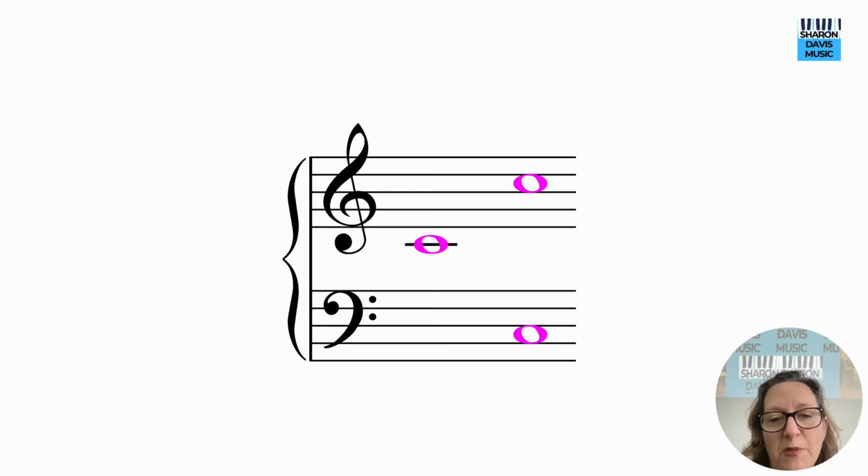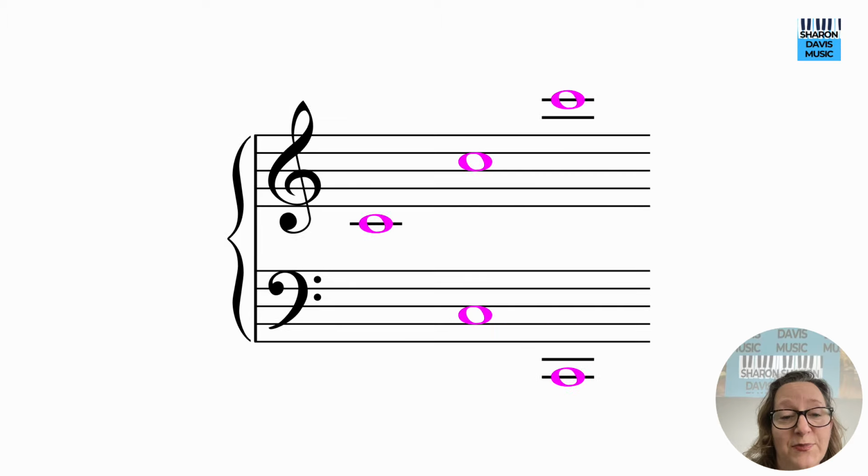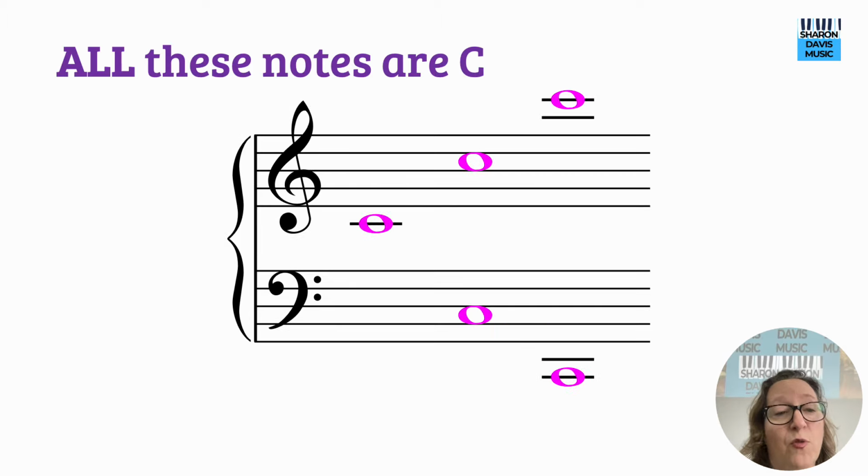So you can see that they look symmetrical there. One's the second space from the top and the other one's the second space from the bottom. And that's not all. The symmetry continues. These notes are also all C.